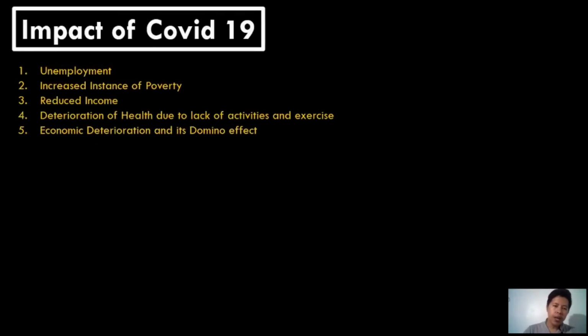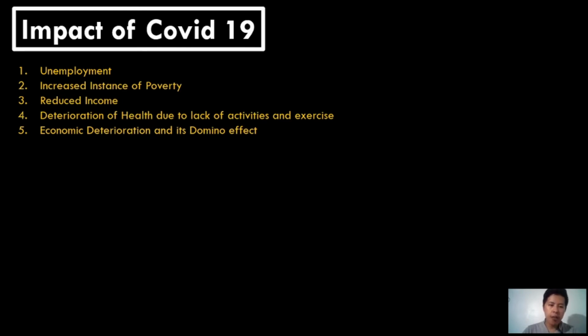Now, the impact of COVID-19 in the middle of economic interdependence. First is unemployment. Countries in the world are in a kind of survival mode, because there is a pandemic that is ravaging countries worldwide, and so there is massive unemployment in the world today. There is also an increased incidence of poverty, because in relation to number one, there is unemployment, and so people don't have a source of income, thereby creating a more widespread effect of poverty in general.